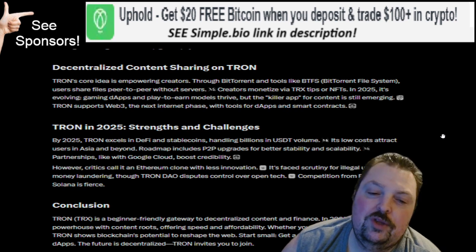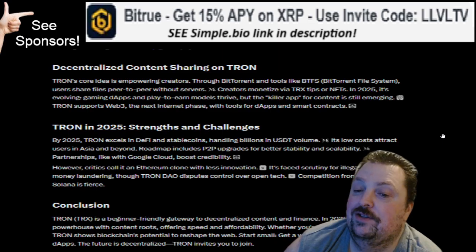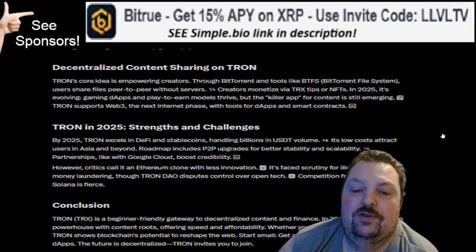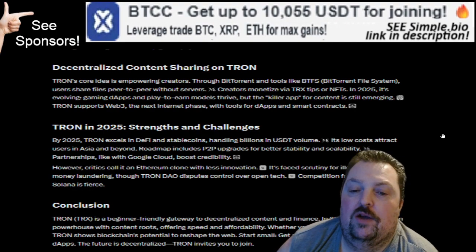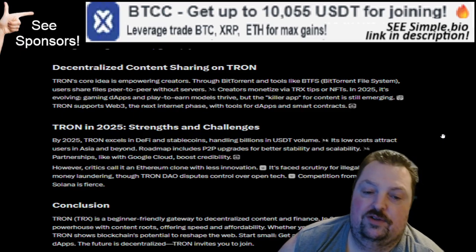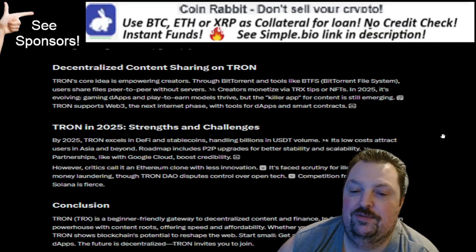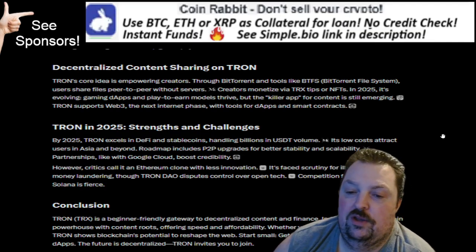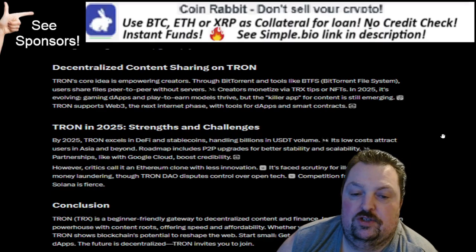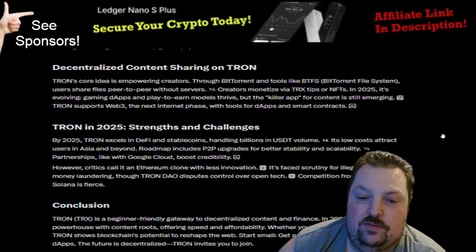Conclusion. TRON TRX is a beginner-friendly gateway to decentralized content and finance. In 2025, it's a stablecoin powerhouse with content roots, offering speed and affordability. Whether you're a creator or an investor, TRON shows blockchain potential to reshape the web. Start small, get a wallet, buy some TRX, and explore its depths. The future is decentralized. TRON invites you to join.